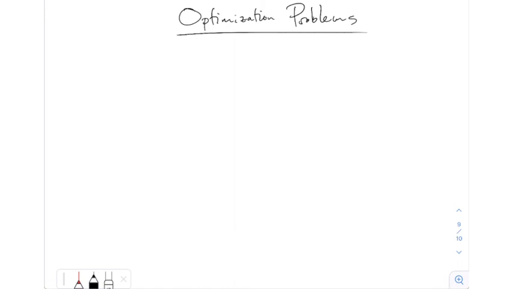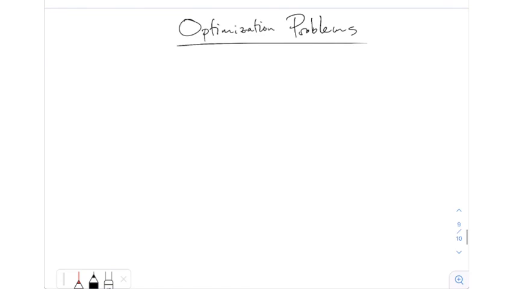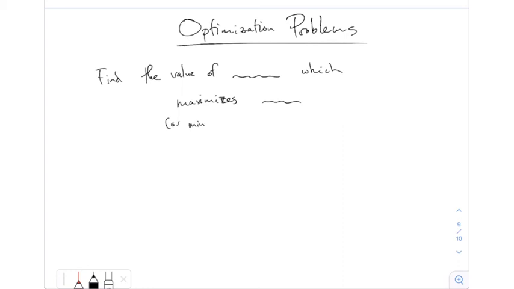Optimization problems. These are all going to be word problems which have the format of, they're all problems like, find the value of whatever which maximizes whatever, or minimizes. This is a huge category of the applications of calculus in the real world.